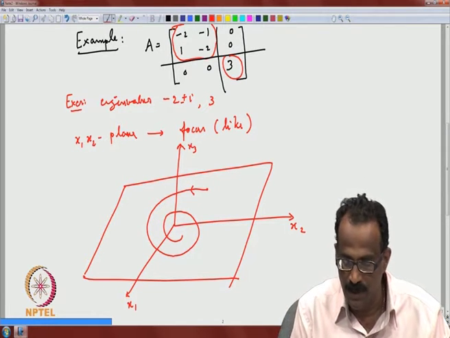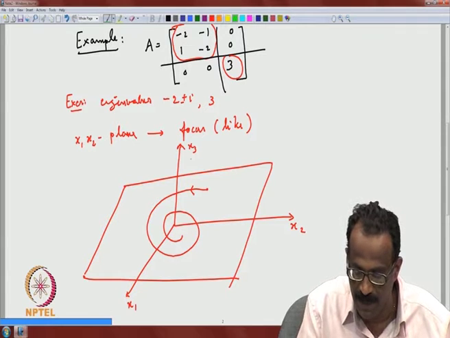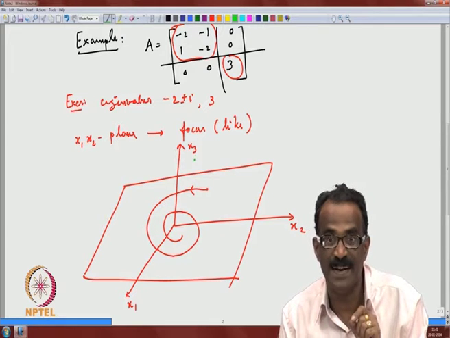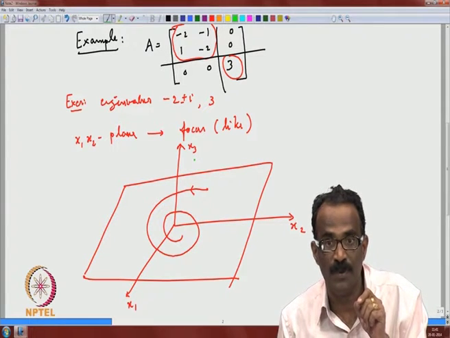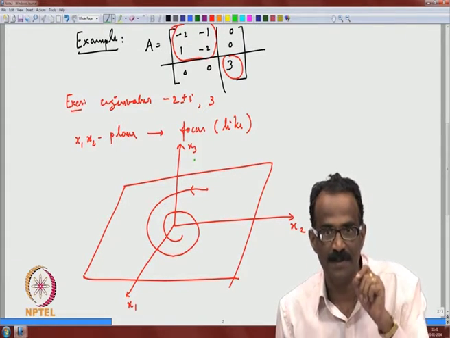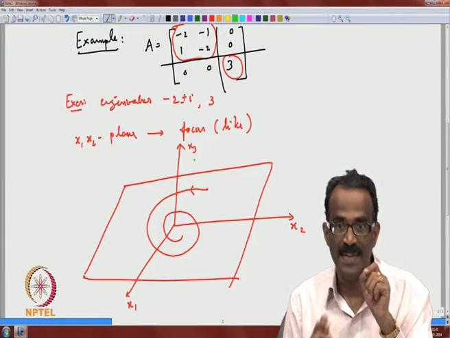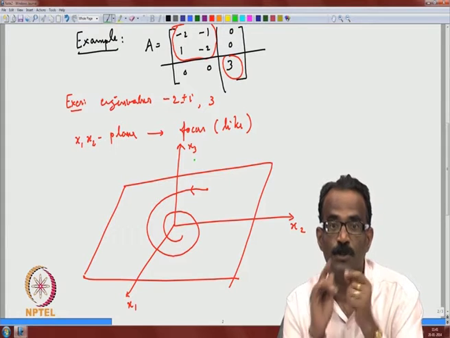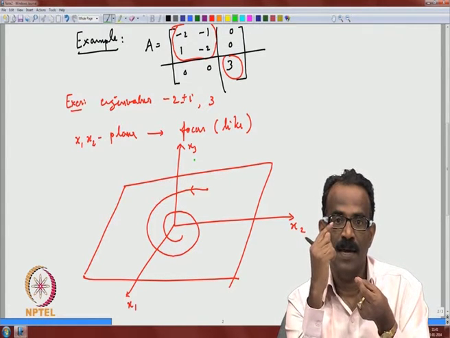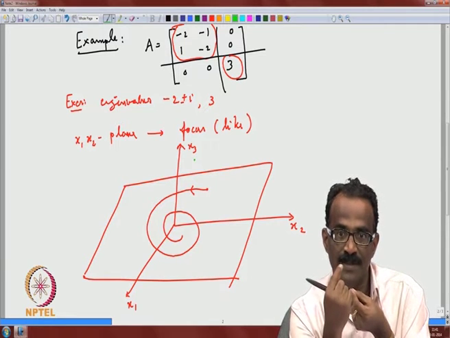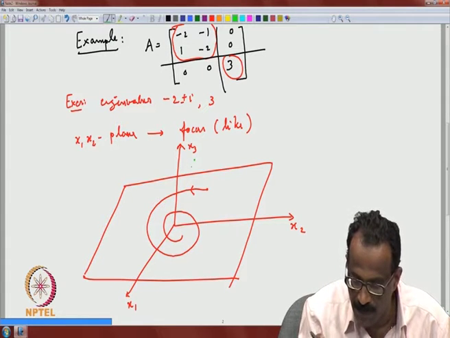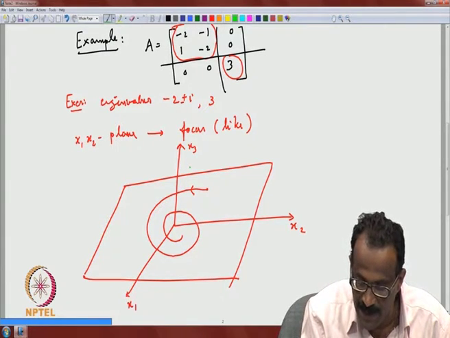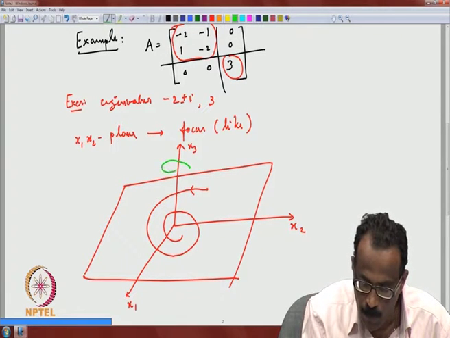But on the other hand, suppose I start a point from anywhere arbitrarily. What will happen? For the x3 component, the eigenvalue is 3, so x3(t) will be x3(0) into e power 3t. As t tends to infinity, the x3 component will tend to infinity, but x1 and x2 behave like a focus. So, it will move around the axis, but then move away along the x3 direction. If you start from anywhere other than in the plane, it will move like this.